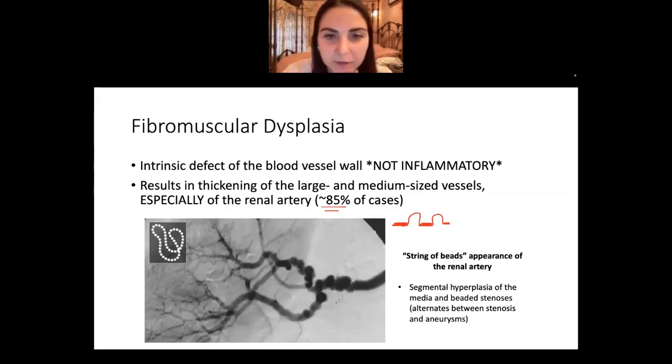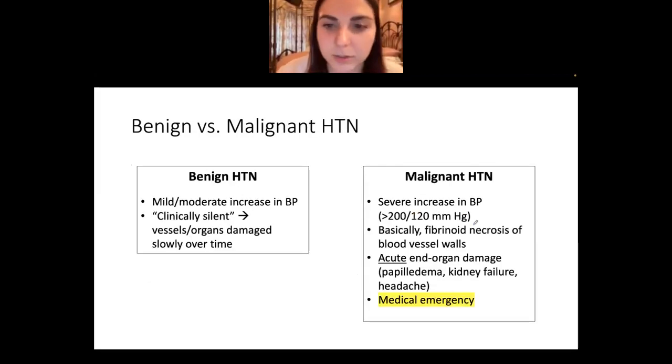This is just a feature of the wall. It's just kind of strange. It's segmental hyperplasia. So this is hyperplasia, it's really thick, and then it aneurysms because it's not thick. And then this is really thick, and then there's an aneurysm because it's not thick. And then here it's thick again, and then it's not thick. So that's the alternation there.